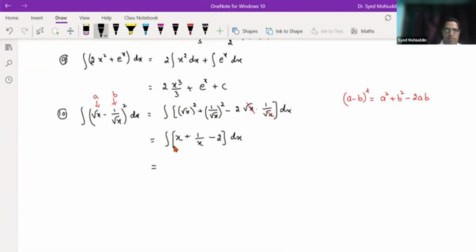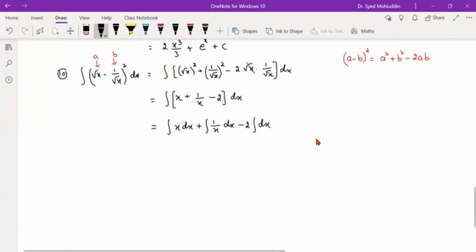So this will be equals to, apply the integral for the first term. It is integral of x dx plus, again apply the integral for the second term. It is integral of 1 by x into dx. Then here, apply the integral for this. However, minus 2 is a constant. I'll take it outside. So I have to apply the integral only for dx. That is integral of dx. Are you getting this one?